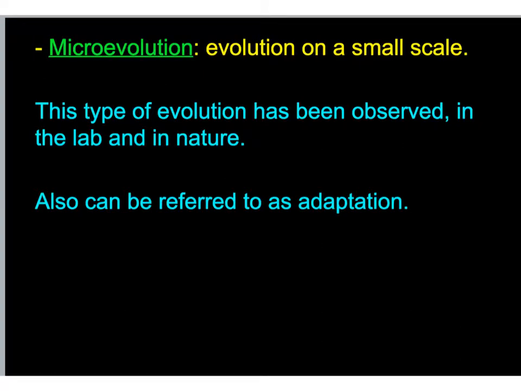So microevolution, depending on how you define it, essentially means evolution on a small scale. That's what we're looking at today. And there's actually lots of evidence for microevolution. We have observed it. The real issue is the word small. It's subjective. So again, there are two ways you can look at it: within a kind, or maybe even within a species. It can also be referred to as adaptation.